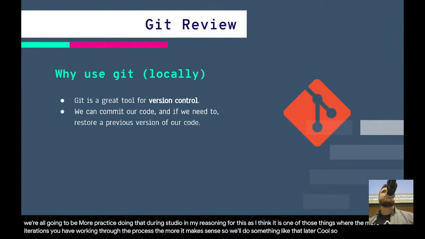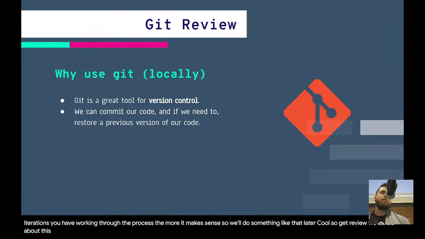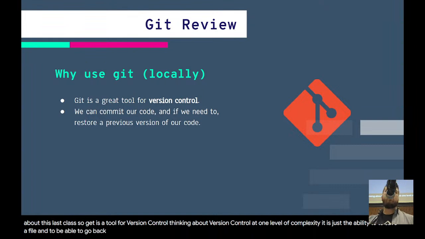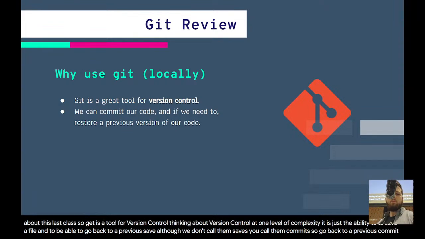Cool. So Git review. We talked about this last class. Git is a tool for version control. Thinking about version control, at one level of complexity, it is just the ability to save a file and to be able to go back to a previous save. Although we don't call them saves, we call them commits. So go back to a previous commit.